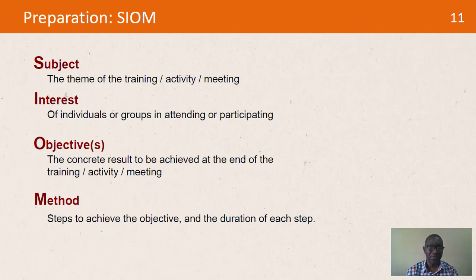1. Subject, the theme of the meeting. 2. Interest of individuals or groups in attending or participating. 3. Objectives, what you want people to know, understand, or do. The concrete result to be achieved at the end of the meeting. 4. Method, the steps needed to achieve the objectives and the duration for each step.